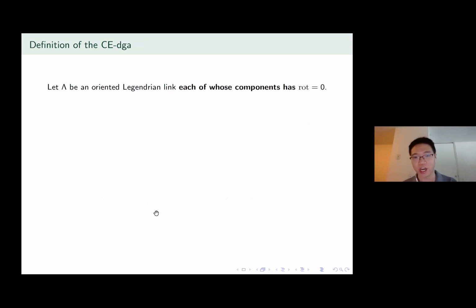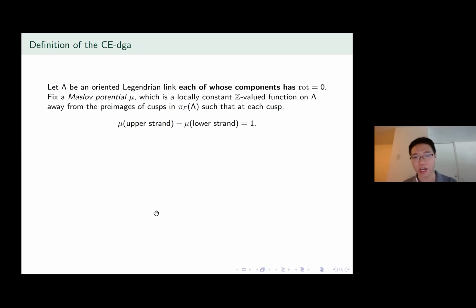So Maslov potential is basically a value function. So you look at your link, you delete the points that map to cusps under the front projection. So you have pieces of segments, and then you assign a number to each piece, such that at each cusp, the upper strand is always 1 bigger than the lower strand. Okay, so that's the Maslov potential. Okay, but in order to compute the DGA, it's easier to compute inside the Lagrangian projection.